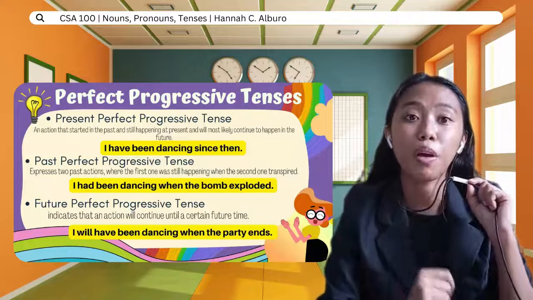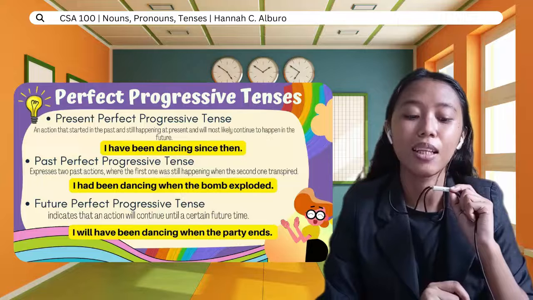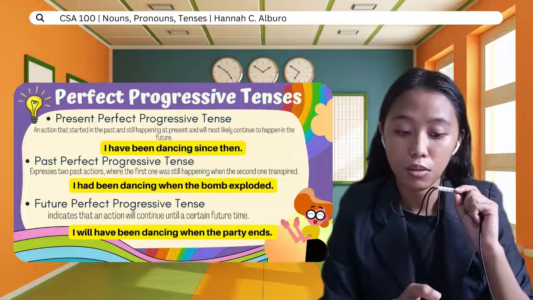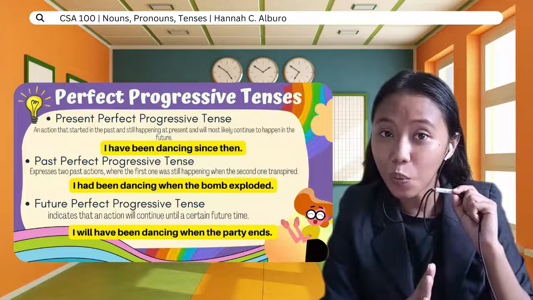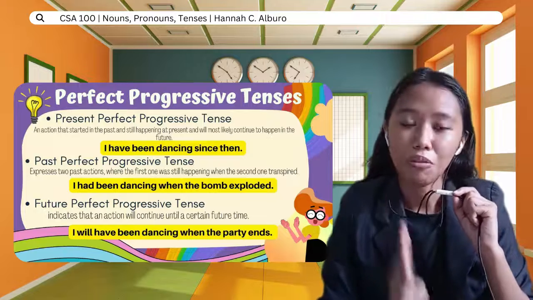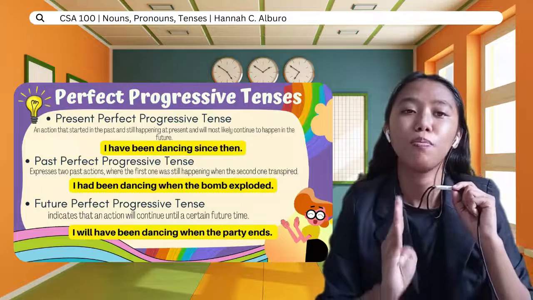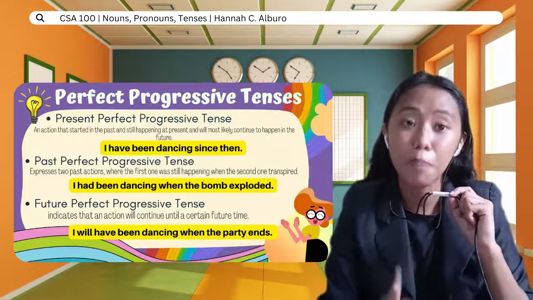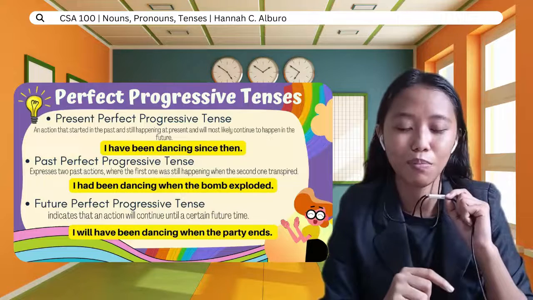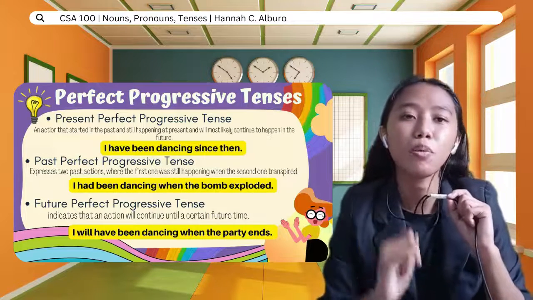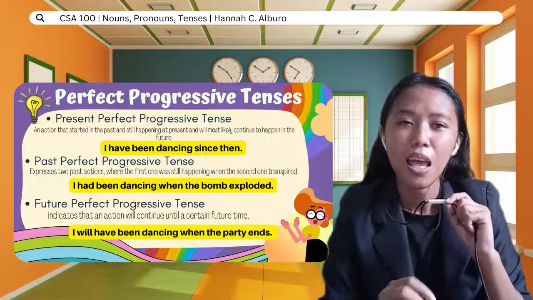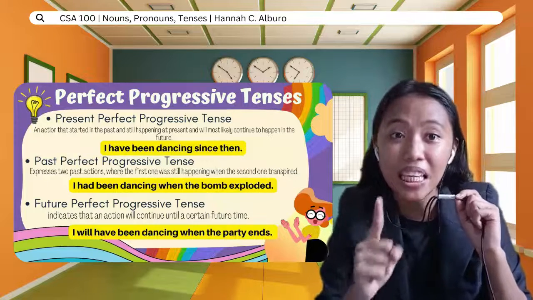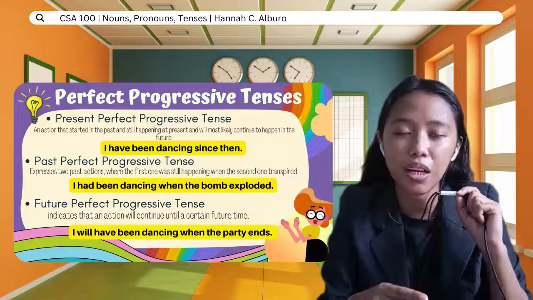Next, future perfect progressive tense. So, it indicates that an action will continue until a certain future time. So, take for example, I will have been dancing when the party ends, no? So, in future perfect progressive tense, first, always use the modal, will, plus have, plus been, plus dancing, ing form of the verb. Okay. As long as it is perfect progressive, what we should remember is that the word been, B-E-E-N, is there, and then all the verbs are in ing form.